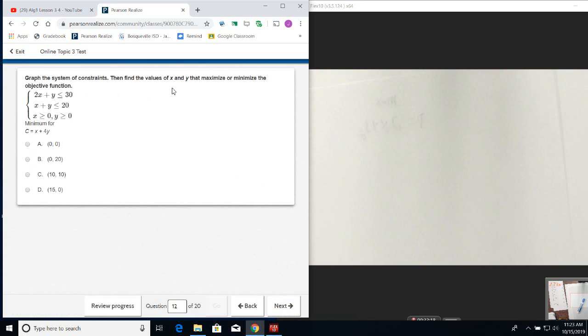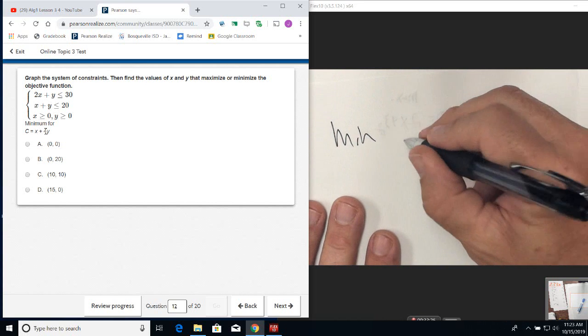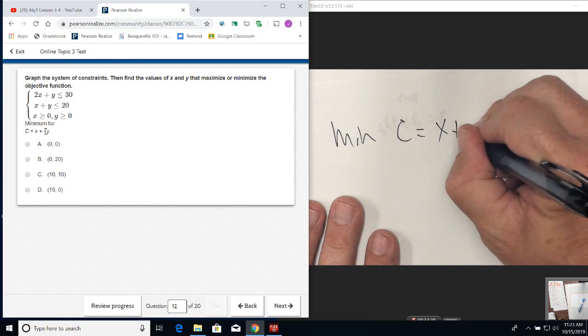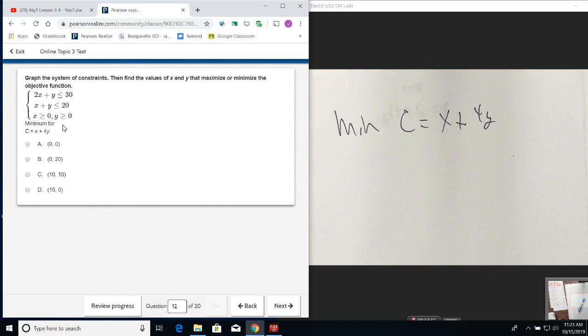Graph the system of constraints and find the values of x and y that maximize or minimize this objective function. What am I trying to do with this function? Minimize it. Minimize what function? The cost to be x plus 4y. Which one do you think is going to give you the smallest one?